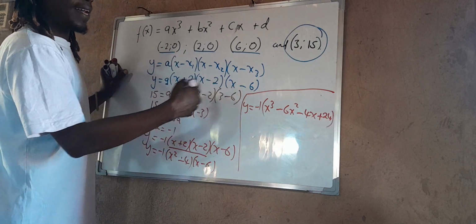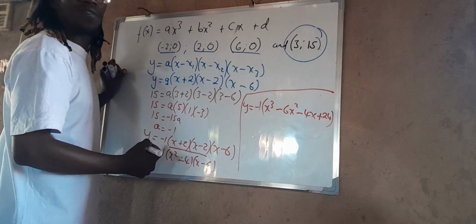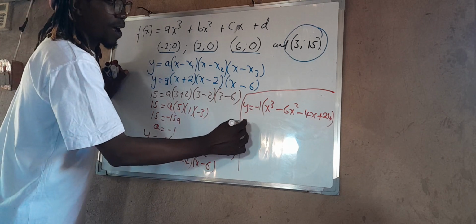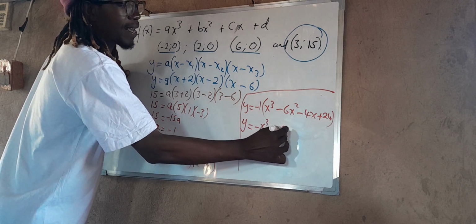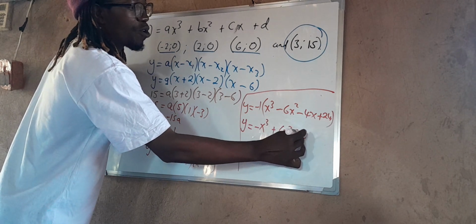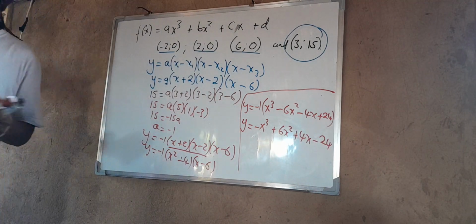And then, are there any like terms? No. So it means that the next thing we're going to do is multiply with this value of negative 1. So our y becomes negative x cubed plus 6x squared plus 4x minus 24, right? Yeah. Did you answer the question yet?